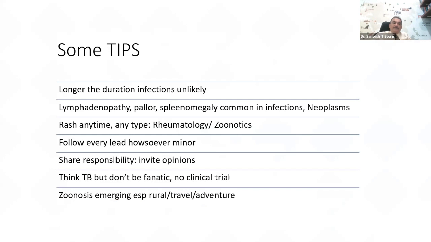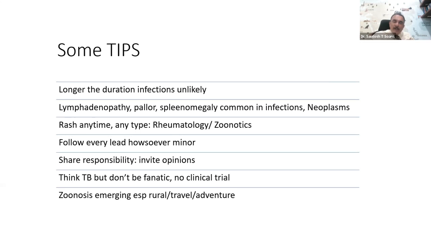So some tips: longer the duration of fever, infections are unlikely. Lymph node pallor, splenomegaly is common in infection and neoplasm. Rash, anytime, any type, usually it is rheumatology or zoonotic type of infection. Follow every lead, even the smallest thing. When your fever is not subsiding, instead of putting another new antibiotic, go back and take a proper history, you will get a clue for that. Share responsibility, because when you don't know anything, you can ask other people who have got experience to come and give their opinion. Think TB, but don't be frantic.